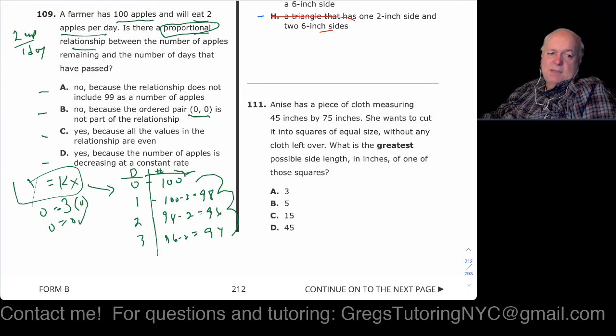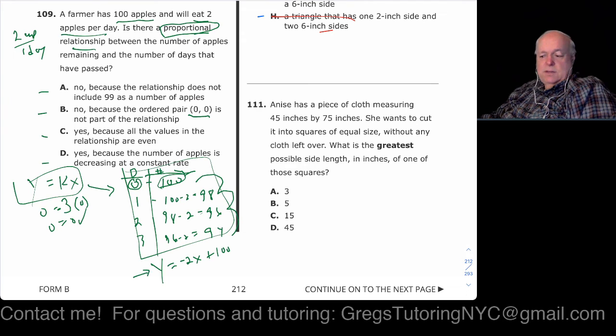But in the case of this apple situation, that's not what's going on, because on day 0, there's 100 apples. So we can't get that. And basically, this is really y is equal to minus 2x plus 100. That's our linear equation for this apple situation. So with all that in mind, let's try to beat up the answer choices.